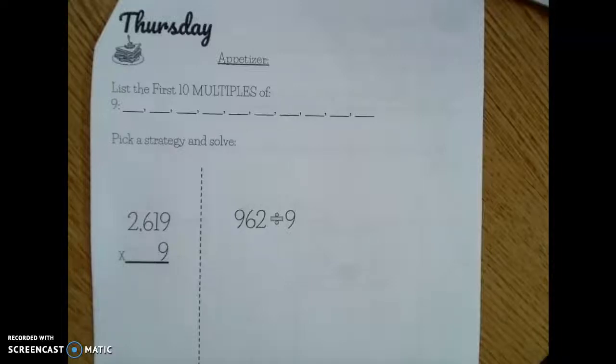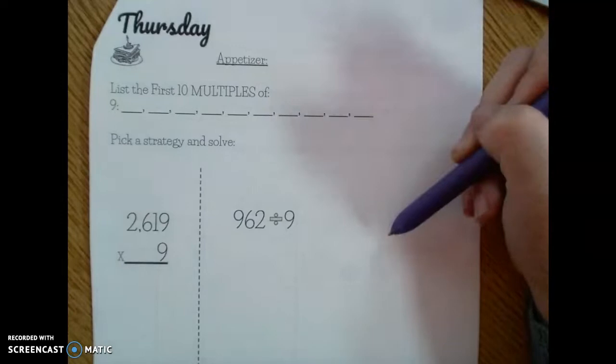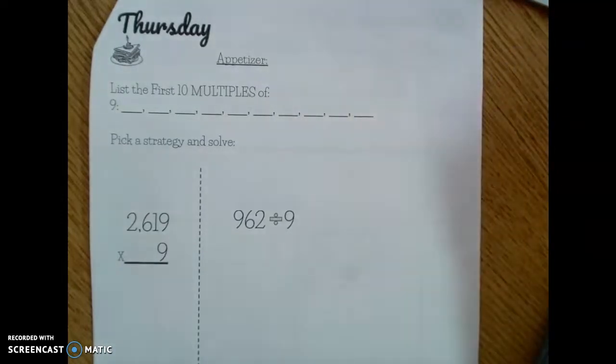Okay, this is Thursday for your math menu. So remember that for this math menu, you should have already completed the appetizer, and right now you are checking it or going over it. So you're going to follow along with me and correct anything that needs corrected. If you weren't sure, you can follow along and fill in the blank.